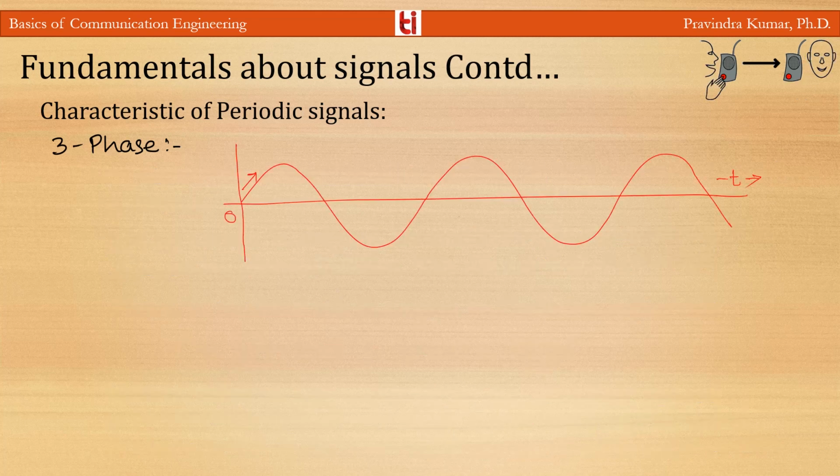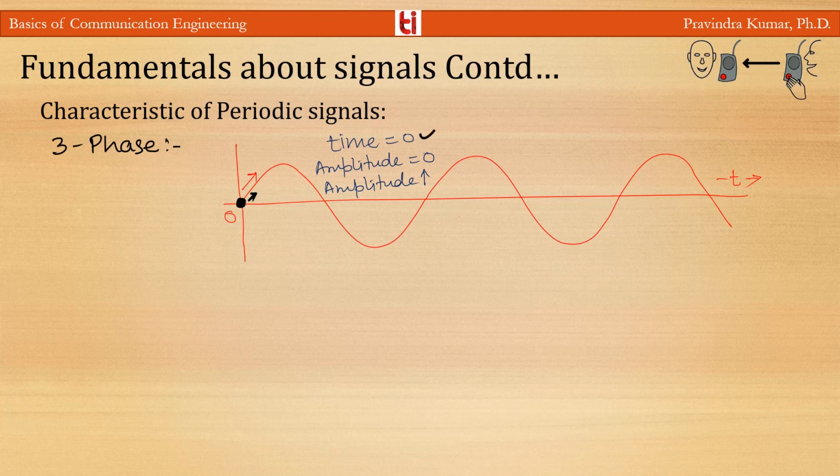This is a sine wave with phase 0. It starts at time 0 with 0 amplitude. So at t equal to 0, amplitude is also 0, and from this point amplitude is going to increase. This means the sine wave has phase 0, if these conditions are followed: at time 0 amplitude is 0, and from that point amplitude increases.